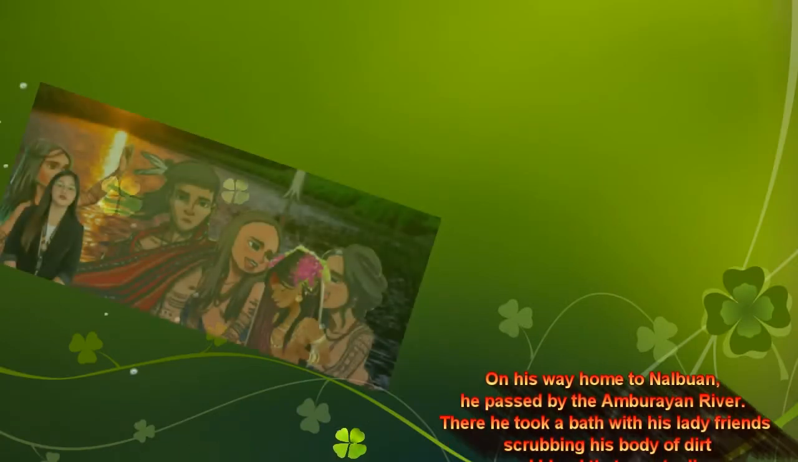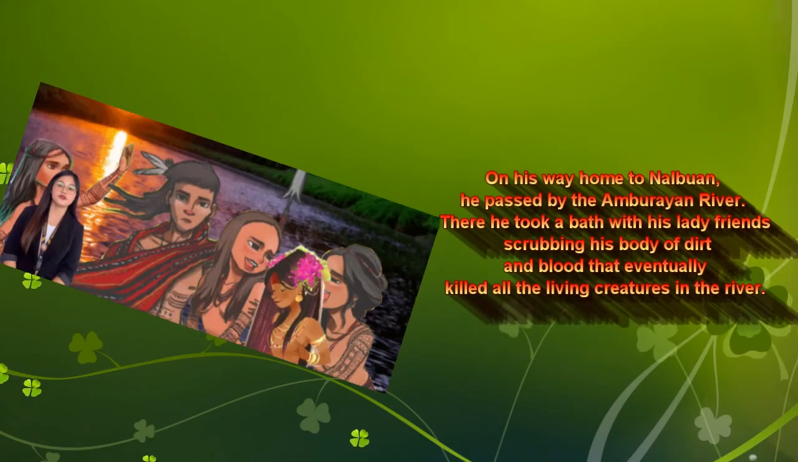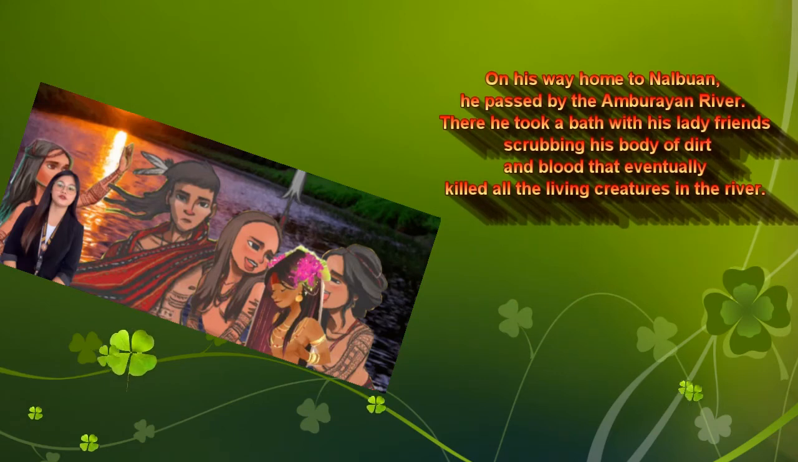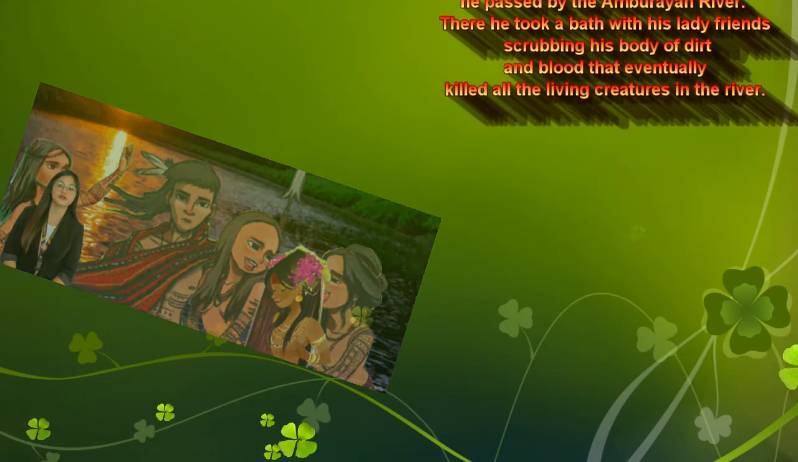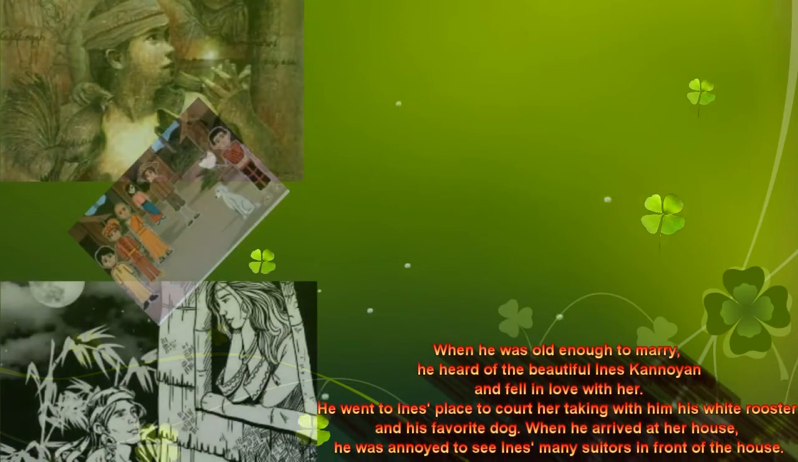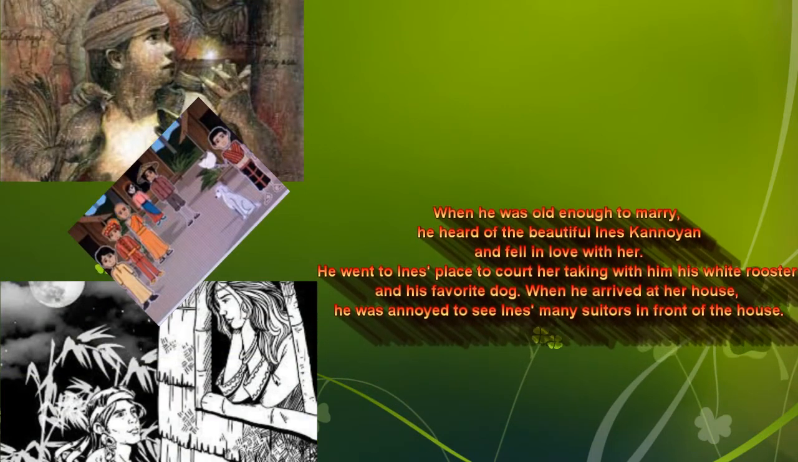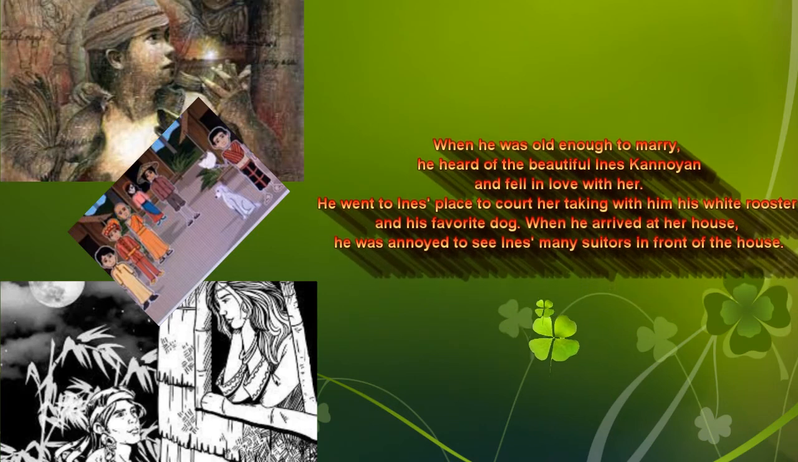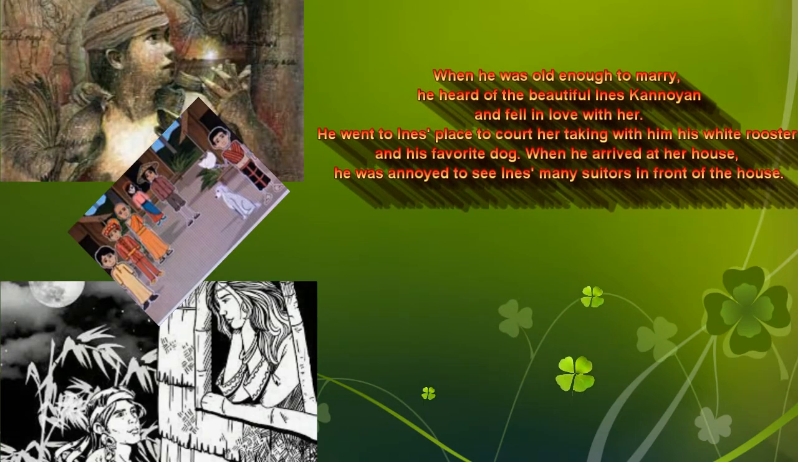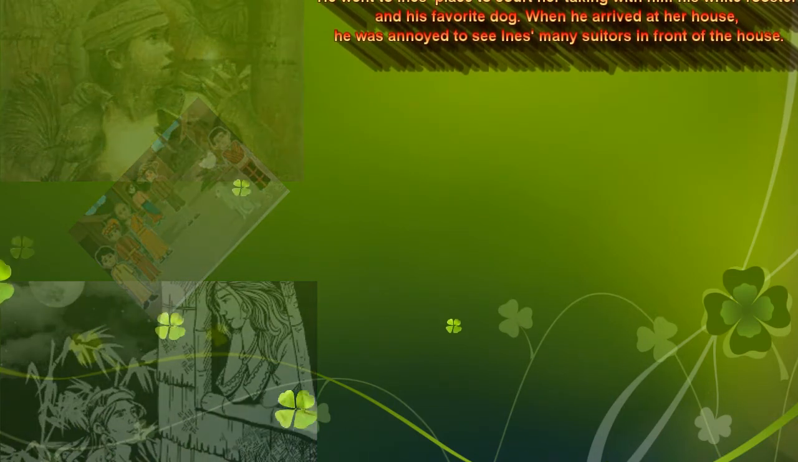On his way home to Nalbuan, he passed by the Amburayan River. There, he took a bath with his lady friends, scrubbing his body of dirt and blood that eventually killed all the living creatures in the river. When he was old enough to marry, he heard of the beautiful Ines Kanoyan and fell in love with her. He went to her place to court her, taking with him his white rooster and his favorite dog. When he arrived at her house, he was annoyed to see Ines's many suitors in front of the house.